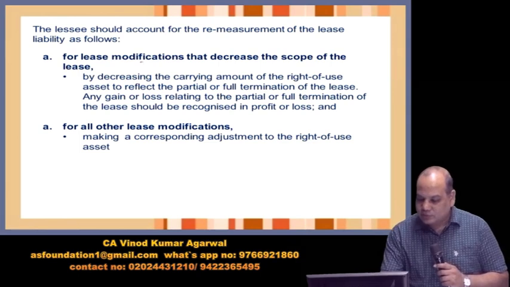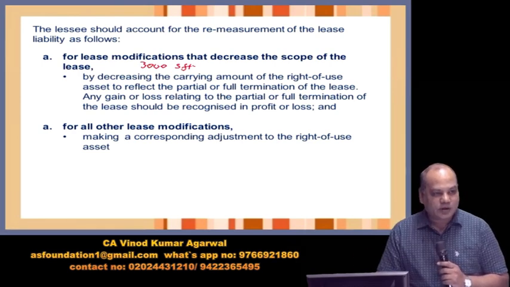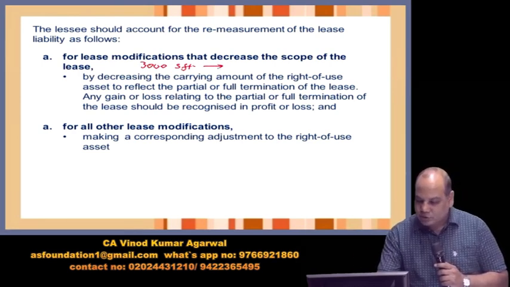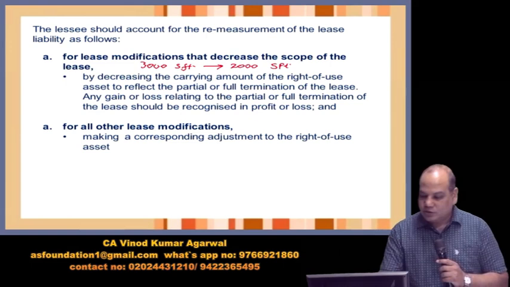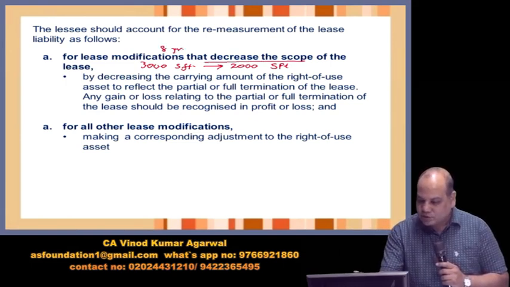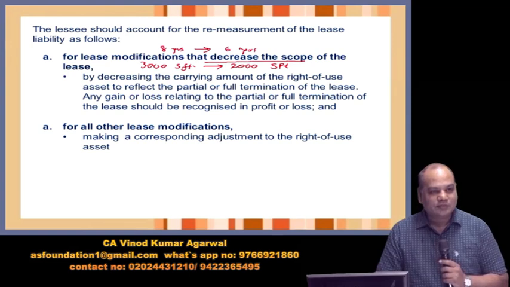So earlier, for example, the lease was for 3,000 square feet area. Lease modification reduced it to 2,000 square feet area. So that is called decrease in the scope. Or earlier the lease was for 8 years. Now you reduce it to 6 years. Yes or no? So that is also a decrease in the scope of the lease.